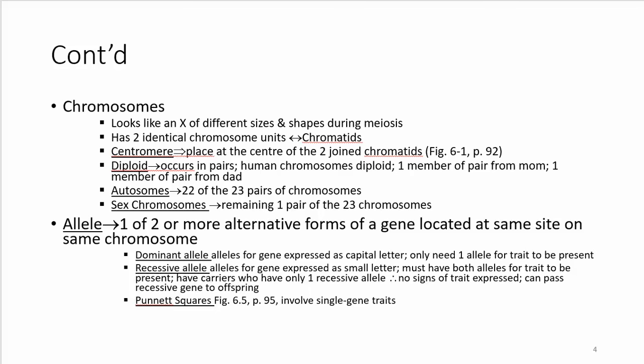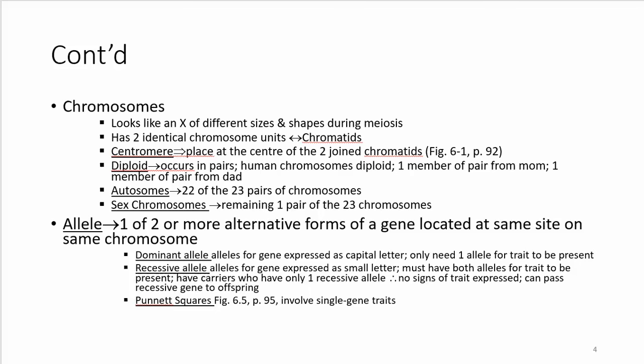We talked about haploid and diploid numbers back then. So the diploid is the number of chromosomes you have in pairs, right? The haploid number is the number of pairs that you have. So in humans, the diploid number is 46. The haploid number is 23.